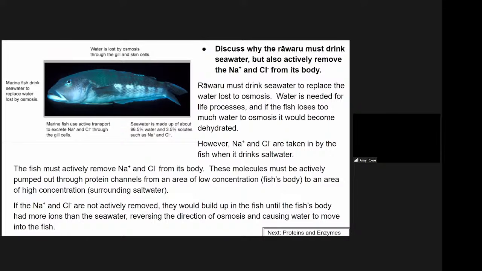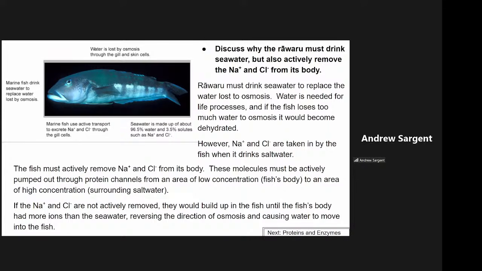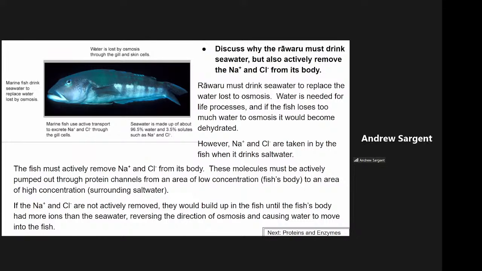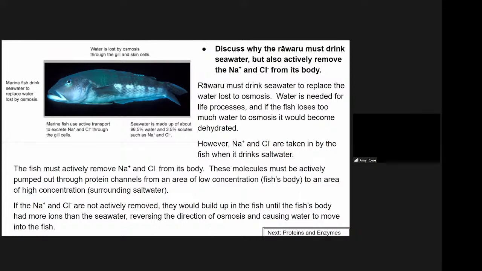Any questions on that question? Will the cell, or maybe the fish, will it become flaccid if not enough water? Not sure what that means. Well, the fish would probably die before it became flaccid. Yes. Cool. Yeah. I assume flaccid means the water's going out of the cell? Yes. Yeah. Cool. No, it's all good. That's it.